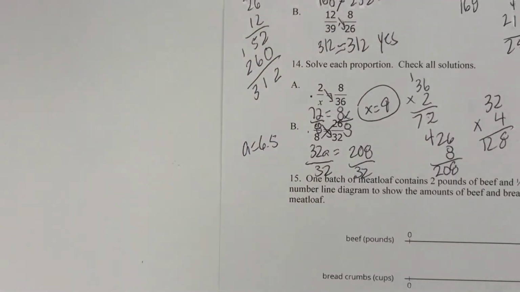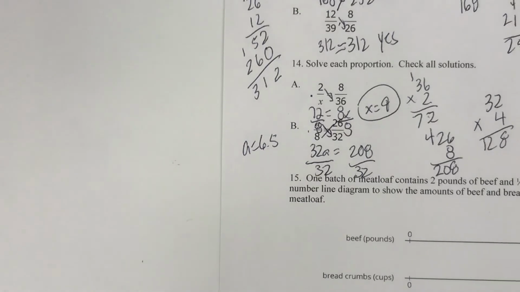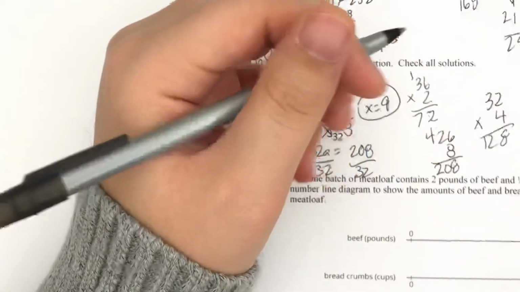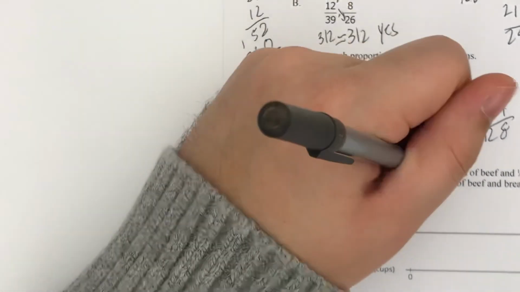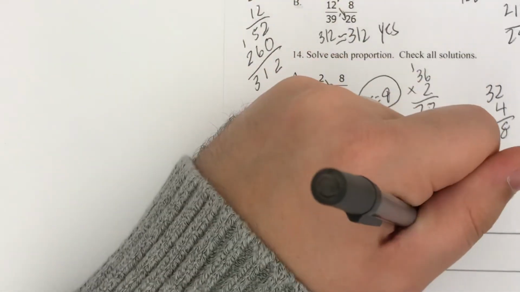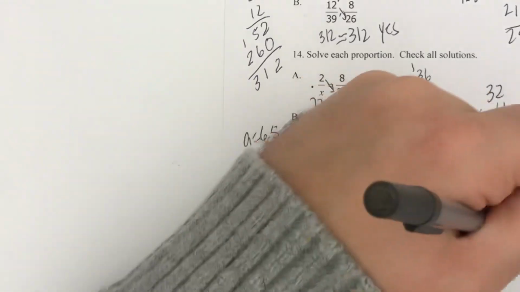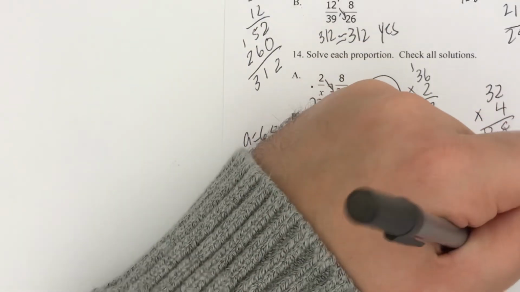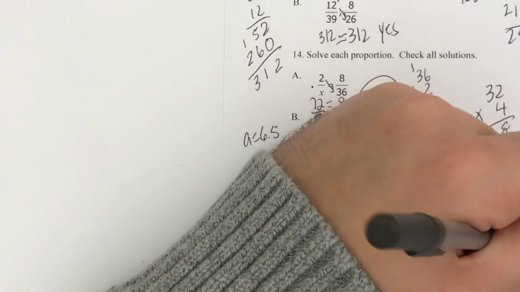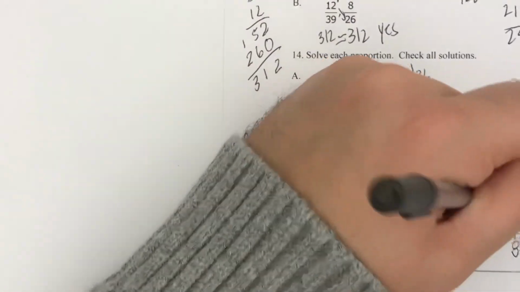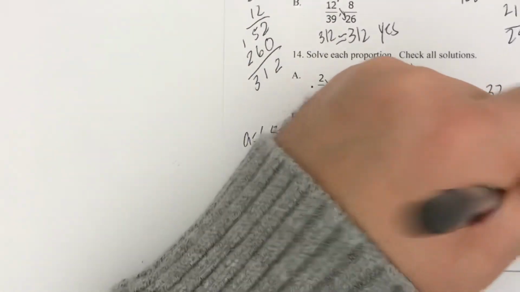It says 1 batch of meatloaf contains 2 pounds of beef and 1/2 cup of breadcrumbs. Complete the double number line to show the amounts of beef and breadcrumbs needed for 1, 2, 3, and 4 batches of meatloaf. So up here, I'm counting by 2 because 1 batch requires 2 pounds. So this is 2, 4, 6, 8. This is 1 batch, 2 batch, 3 batch, 4 batch.